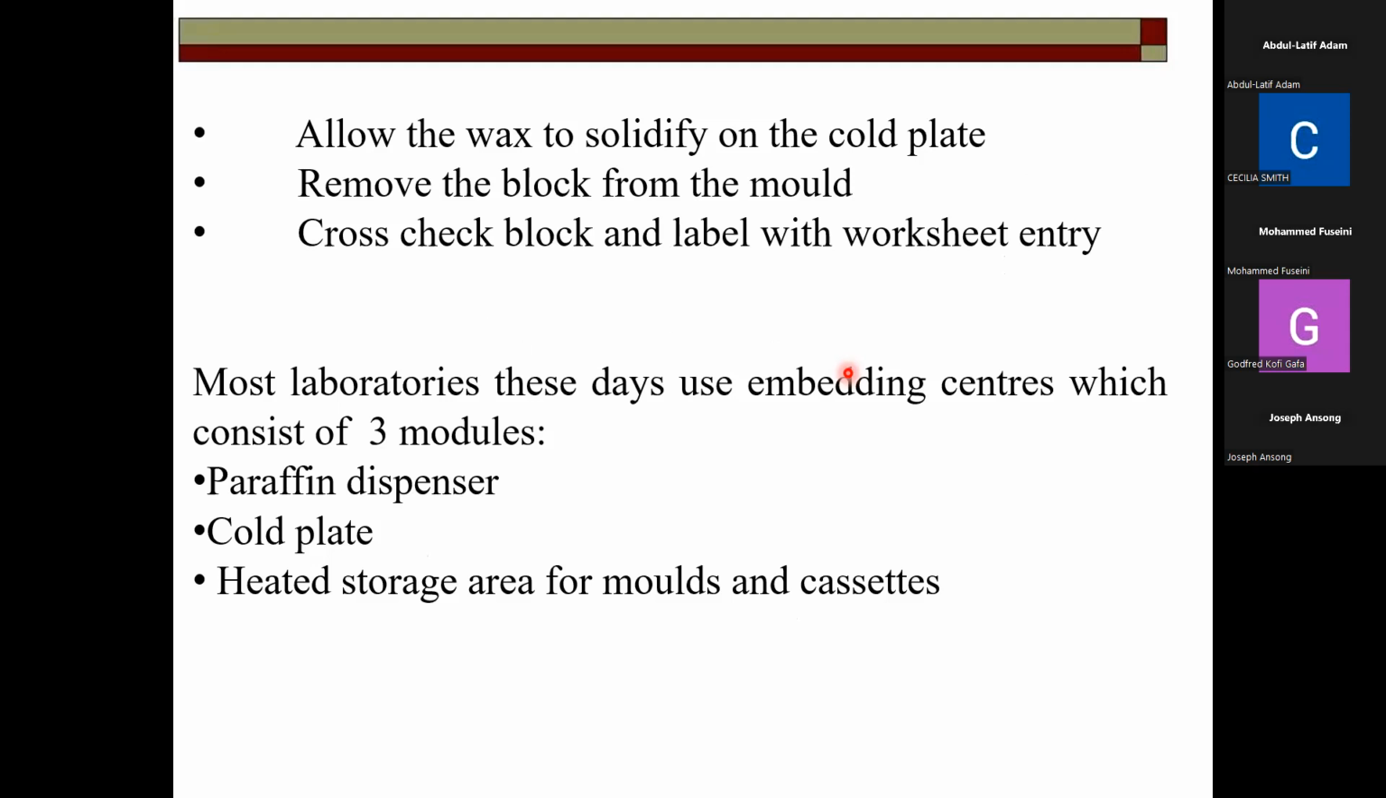So if you take the embedding center, as I mentioned, it has a cold plate, a warm plate, and then you have the chamber which contains the molten paraffin. So you have an open chamber at the top where you put the crystals or the chunk of wax in there, and then it melts. And then it has a dispenser at the bottom. At the lower part, you have a dispenser.